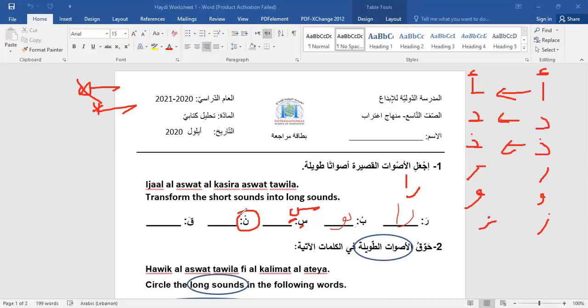Ta. No. Na. Read it with the sukun. With the sukun it is nakh. Do we have a long sound here? No. Excellent. This trick will come in the exam. I'm telling you from now. What's this?